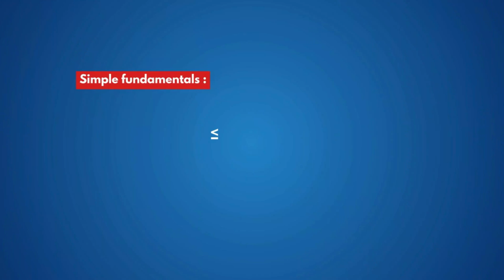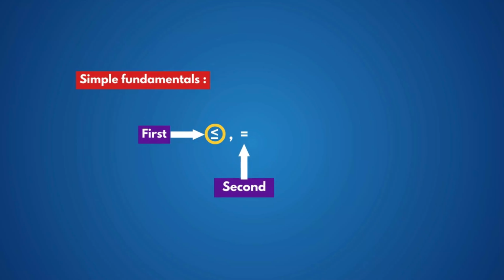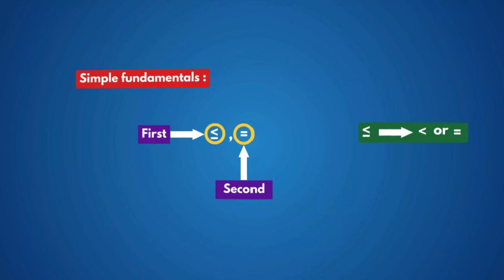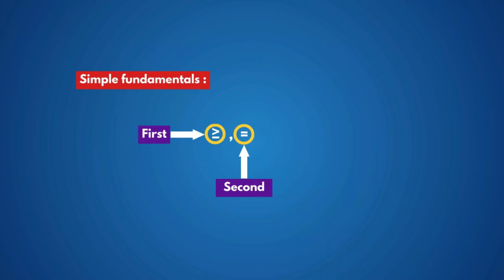If the combination is of less than or equal to and equal to symbols, we give first priority to the less than or equal to symbol, and then second priority to equal to. Here, the less than or equal to symbol means either less than or equal to. If the combination is of greater than or equal to and equal to symbols, we give first priority to greater than or equal to, and then second priority to equal to. Here, the greater than or equal to symbol means either greater than or equal to.